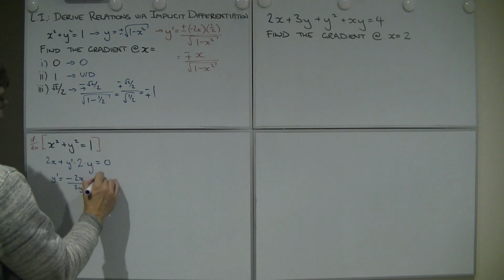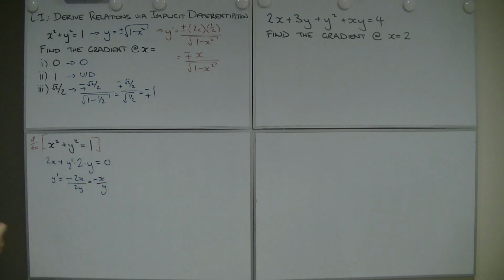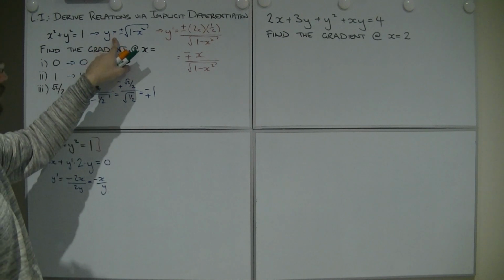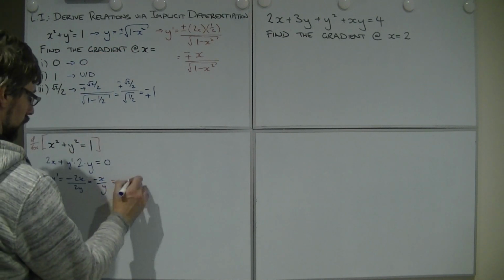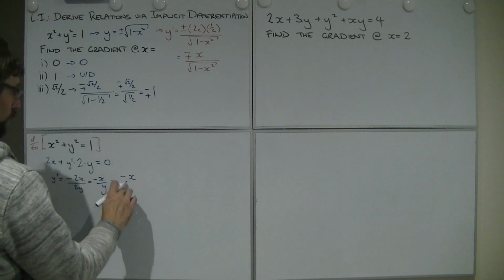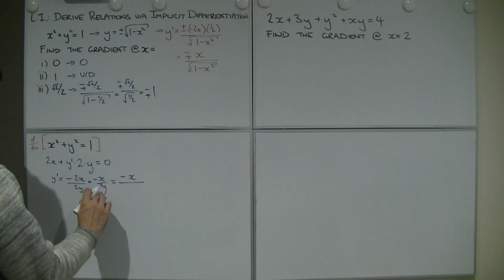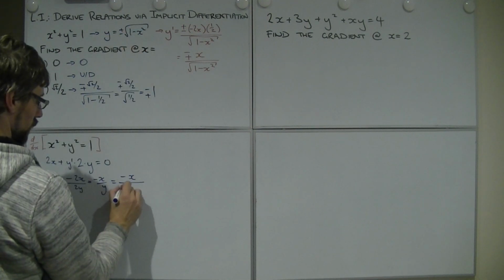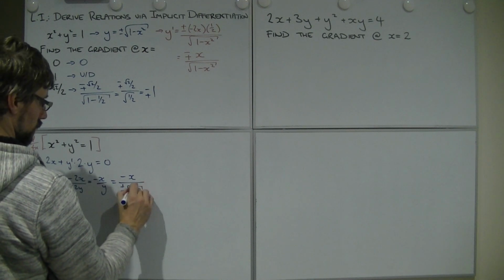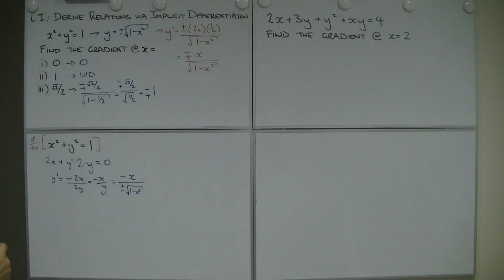The 2's cancel, negative x on y. Well, that's a little bit weird. I've got an expression for y prime in terms of x and y. That's not normal. What's going on here? Well, what is y? Well, we had an expression for that before up here. So if we put that in, we get minus x, and then y becomes all of this stuff. 1 minus x squared. Cool, okay.